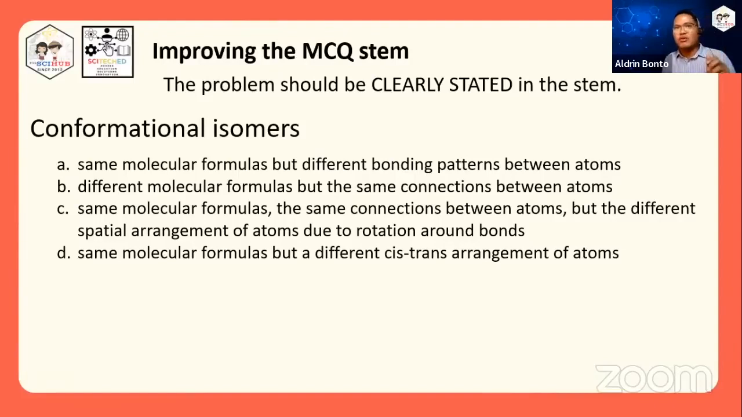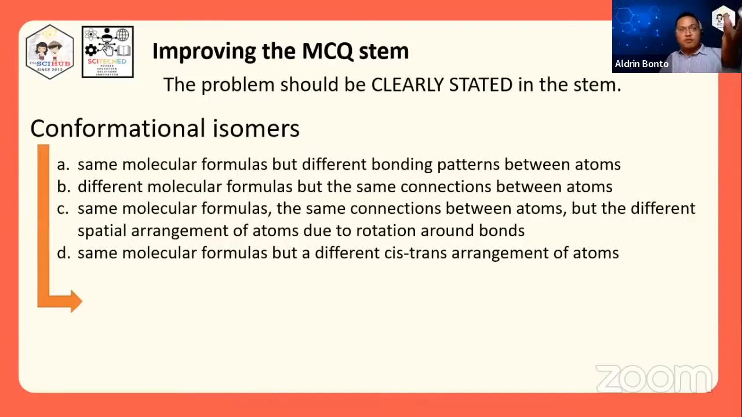The question now is what? The students don't know what do you want to know. So how will you assess? 'Di ba? So first, you need to clearly state that the STEM. And how we will clearly state the STEM, we need to have the question. Kasi ang student dito, anong gusto ni sir malaman about conformational isomers?